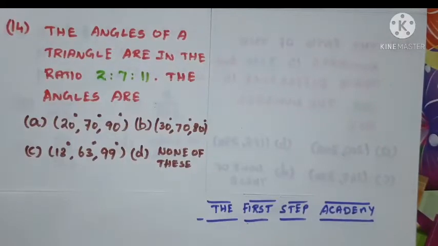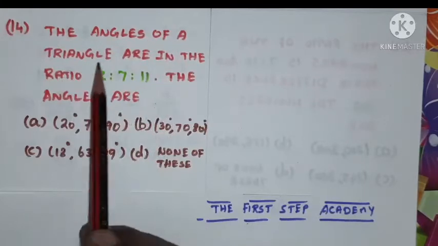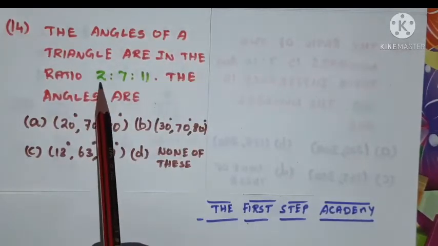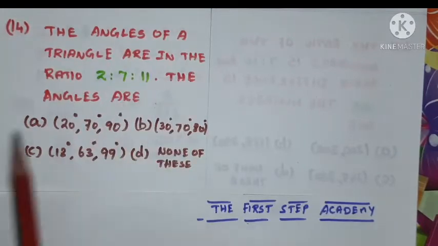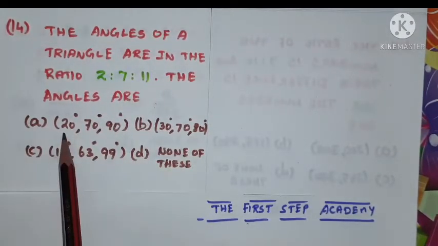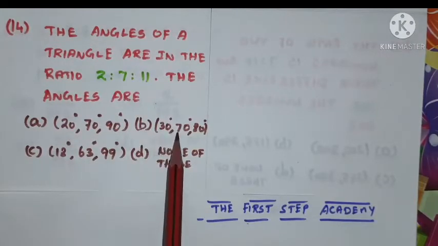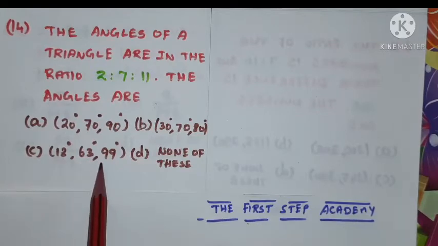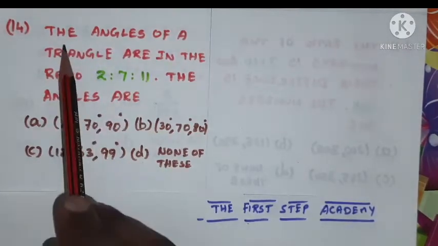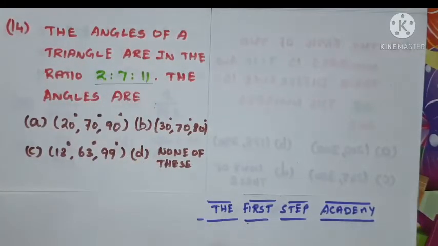Okay, the 14th problem of the exercise is: the angles of a triangle are in the ratio 2:7:11. The angles are, given options are, option A 20 degree, 70 degree and 90 degree. Option B 30 degree, 70 degree and 80 degree. Option C 18 degree, 63 degree and 99 degree. Option D none of these. They have given that the angles of the triangle are in the ratio of 2:7:11.